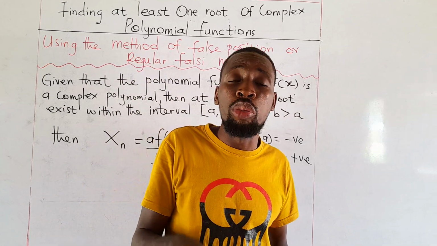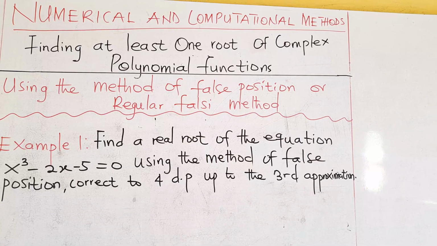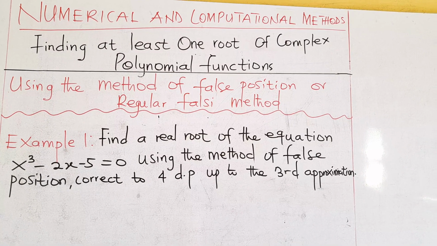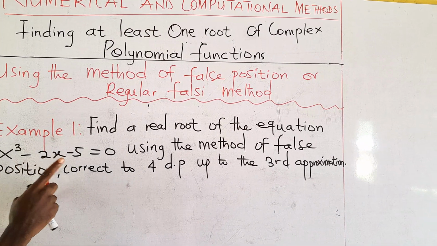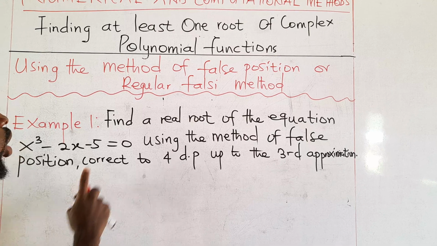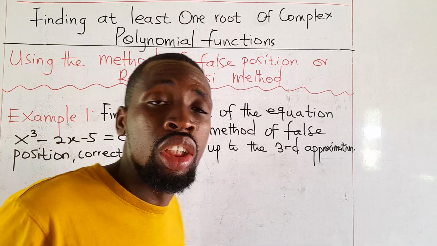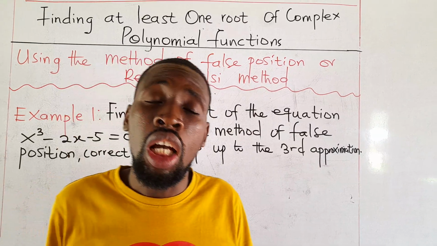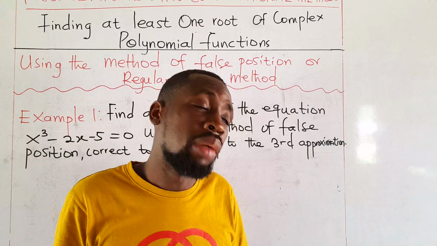So we take some sample questions and see how we can put this into practice. Let's look at our first example. They say find a real root of the equation x cubed minus 2x minus 5 equals 0 using the method of false position, correct to 4 decimal places up to the third approximation. So that means you are going to do this up to the third approximation, then correct that to 4 decimal places.